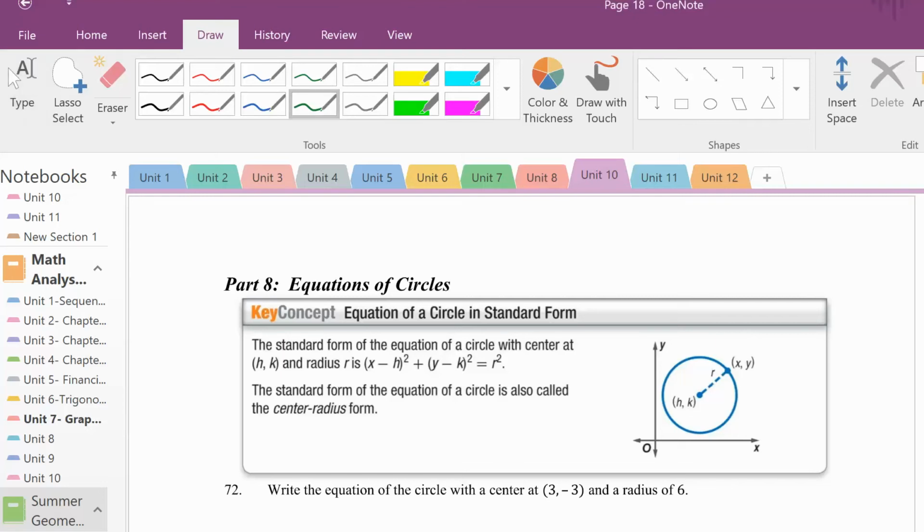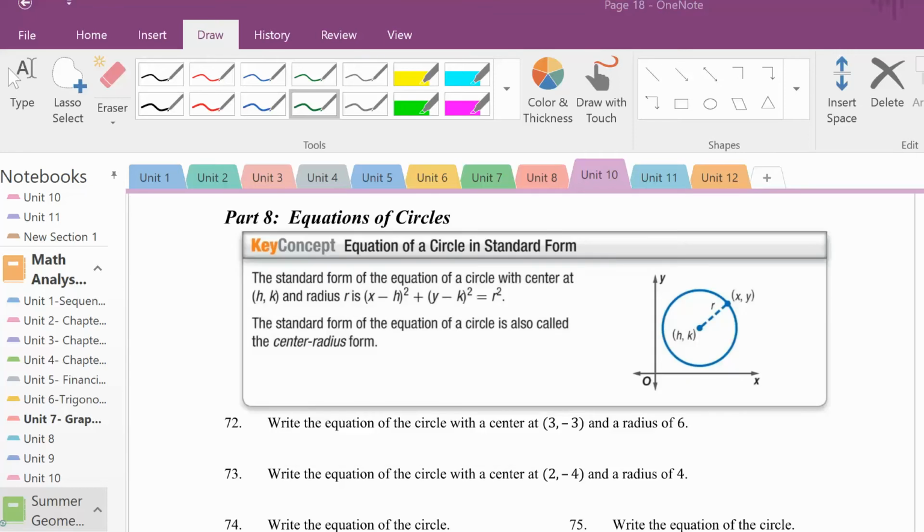So, if it says to write the equation of a circle with center 3, negative 3, and radius 6. So this is your h and k, and this is your r. So you have x minus 3 squared plus y minus a negative means it's positive, so plus 3 squared equals 6 squared, which is 36.